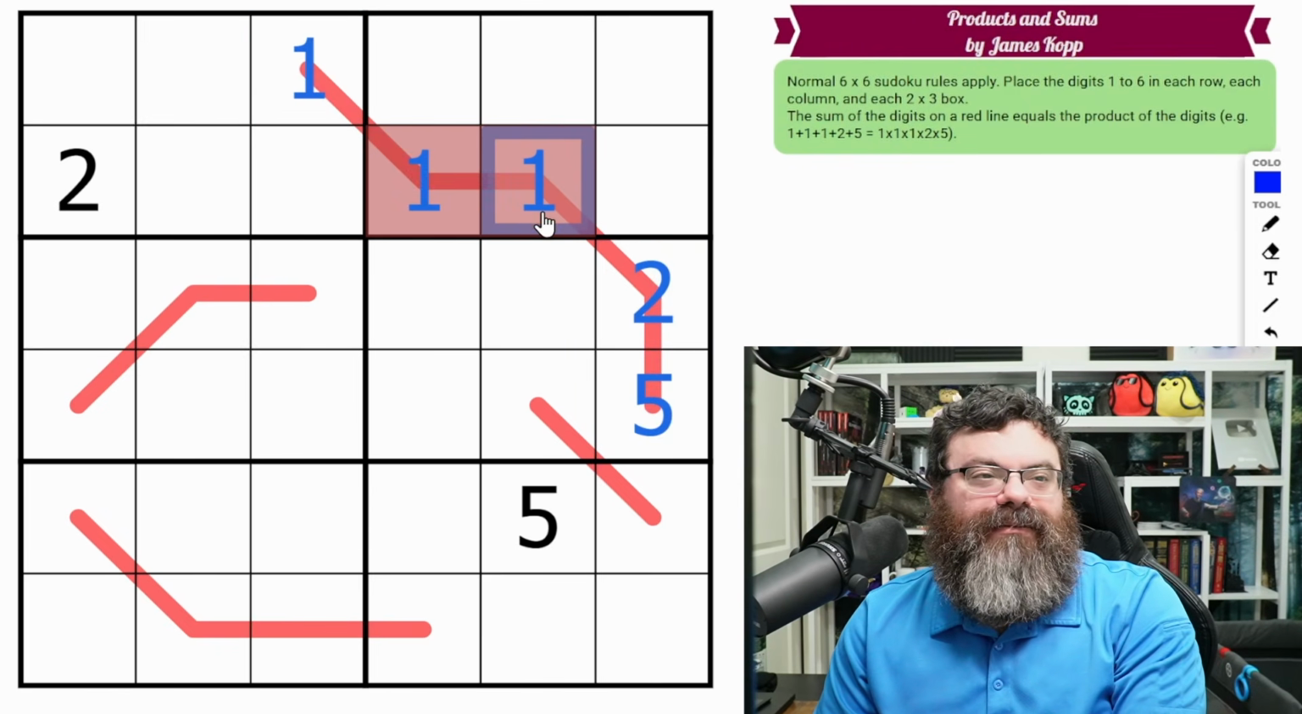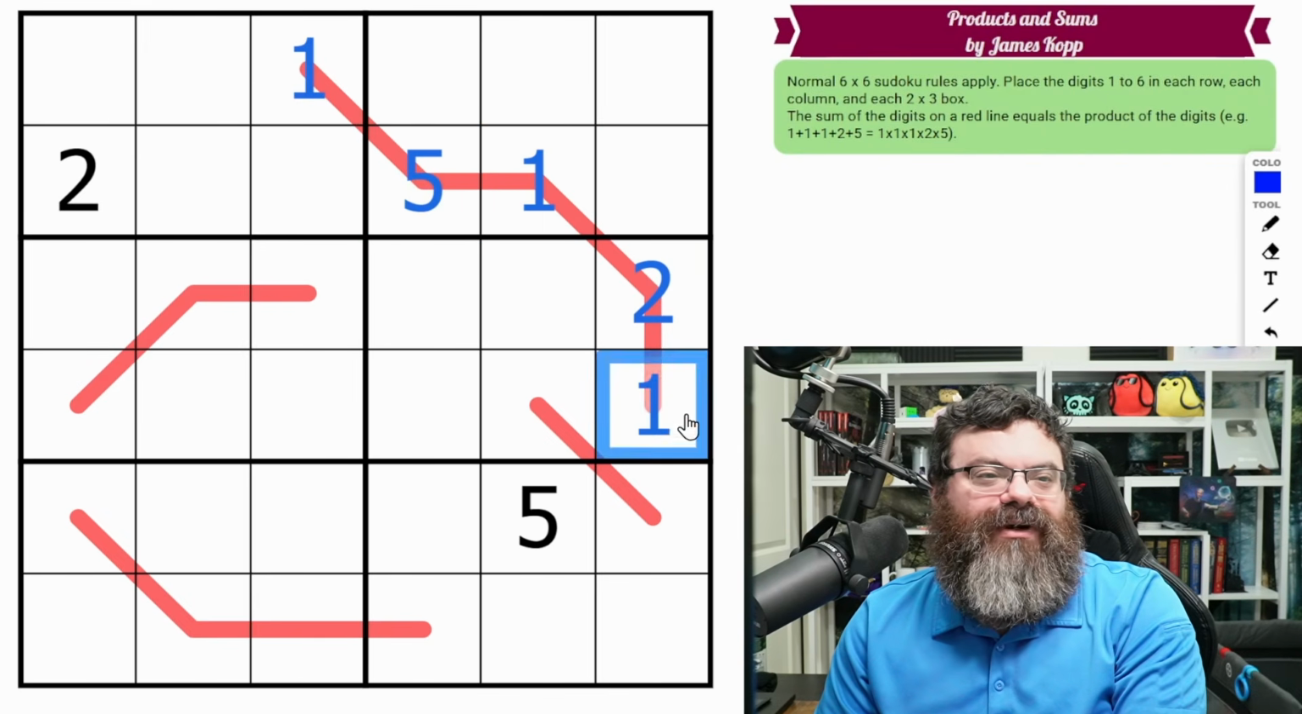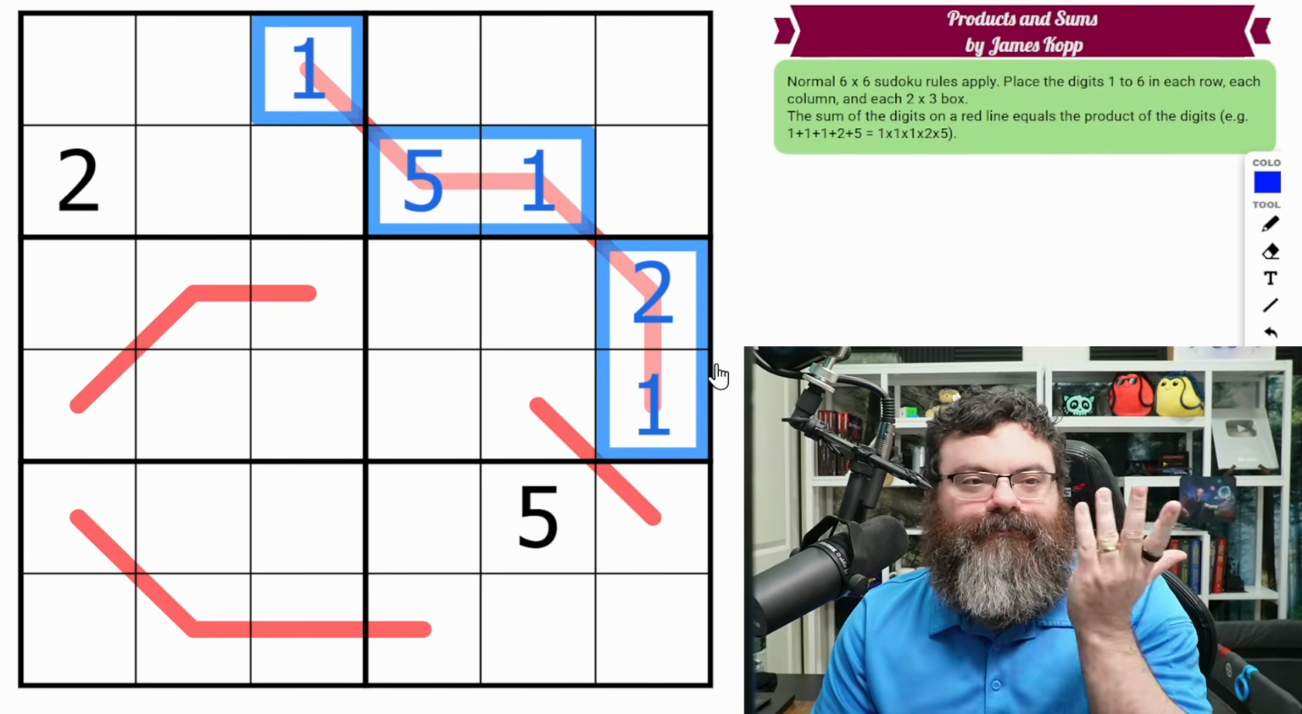So maybe, no, these can't be 2, this can't be 2 or 5. So maybe a 5 here and a 1 here. So this would be one way to fill it.